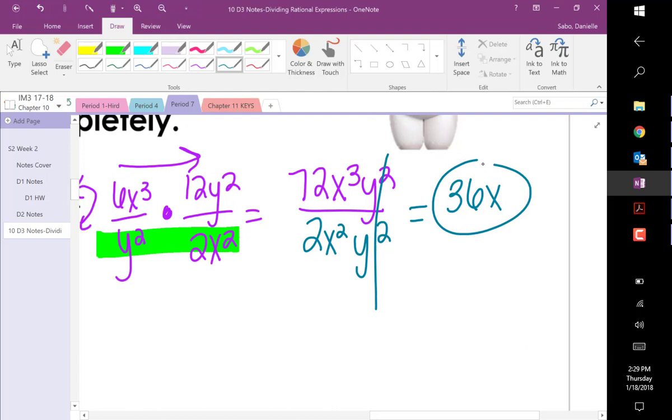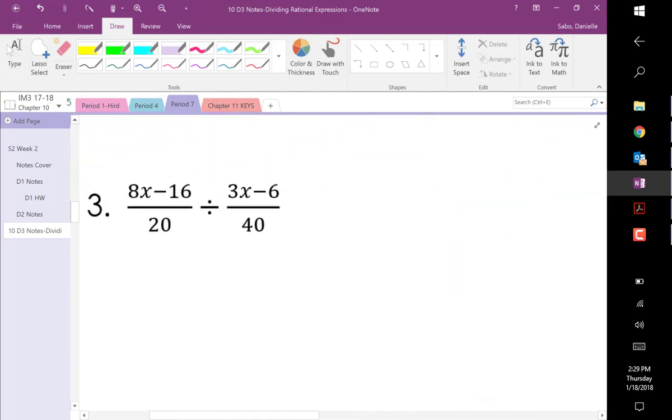The more we do, the better we get. So let's keep doing some more. These ones, for some reason, become the hardest ones. I think the other ones are pretty straightforward because once you factor, it's pretty obvious what cancels. Let's do a problem.